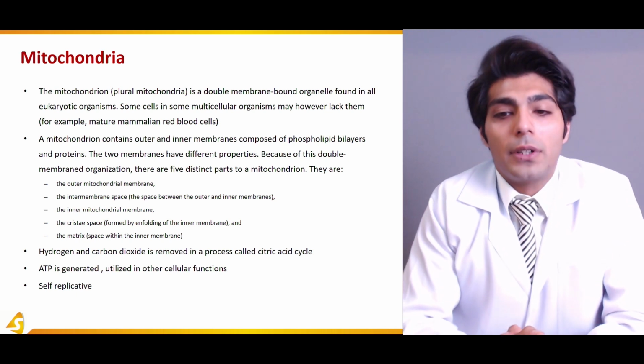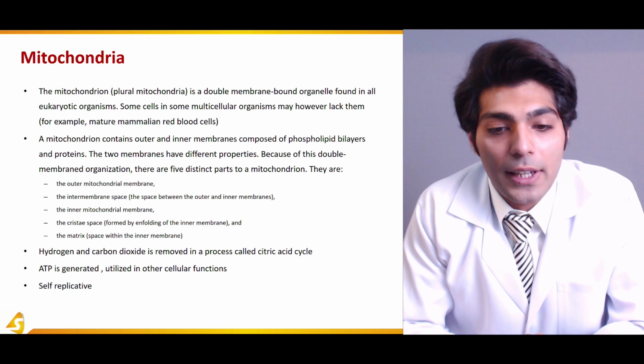So the hydrogen and carbon dioxide is removed in a process called the citric acid cycle.